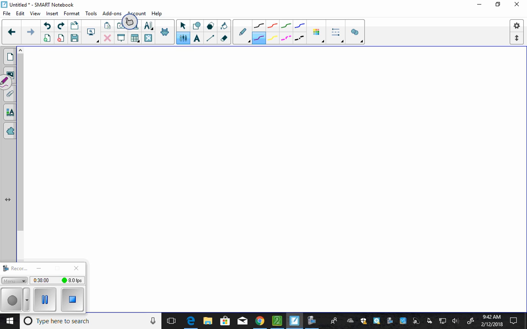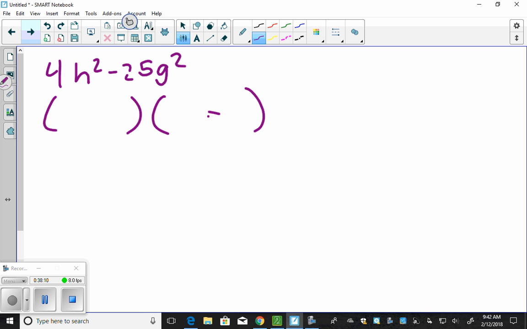4h squared minus 25g squared. Difference of squares, 2 sets of parentheses, plus or minus in the middle. Okay? What number do I square to get 4? h squared. 2h goes in front. 5g in back. Done.